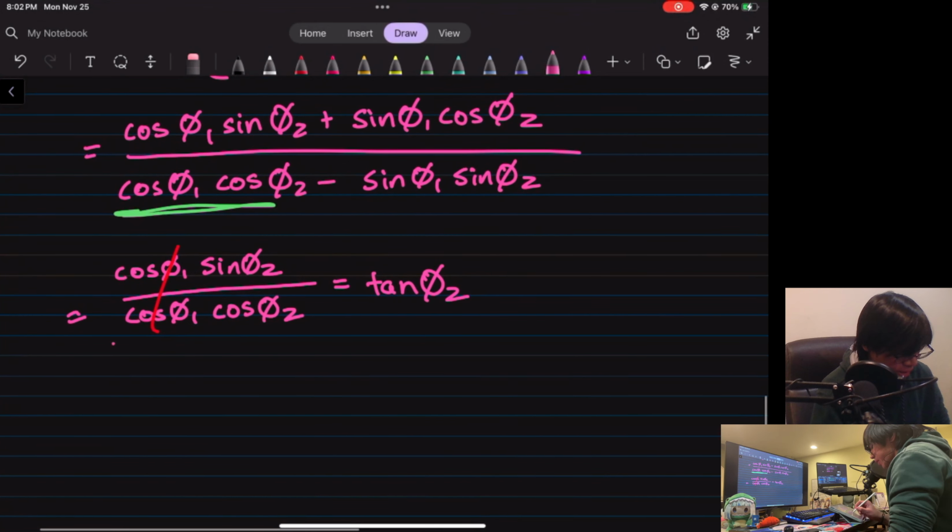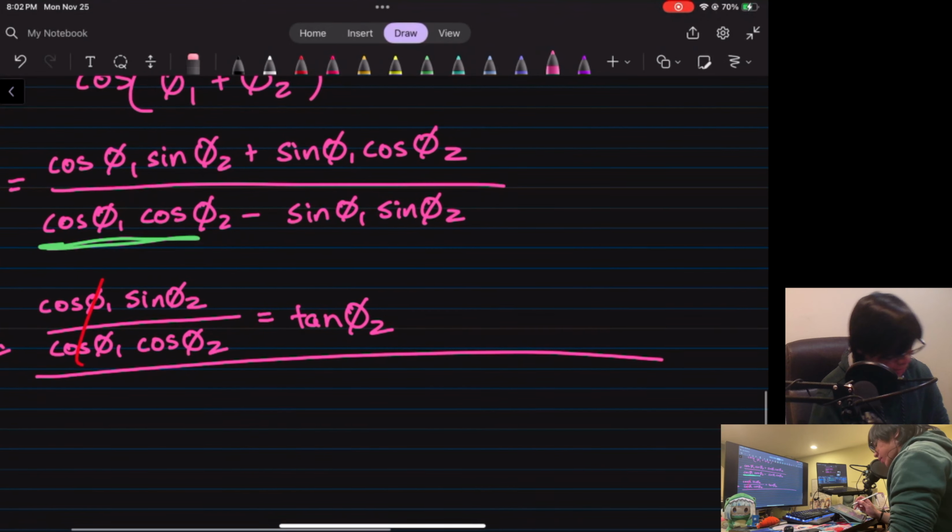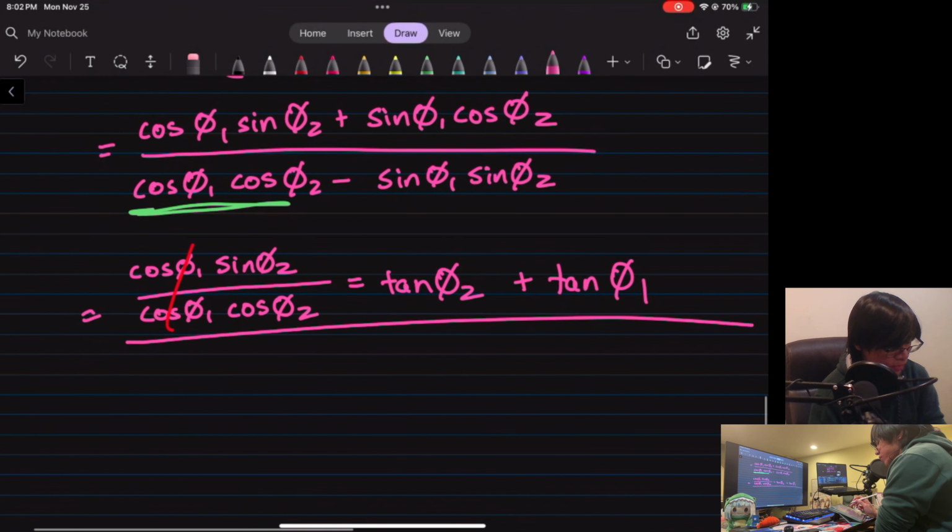So the same thing will happen on the left side. We have sine phi 1, cosine phi 2, and the cosine phi 2s will cancel, so you have a tangent phi 1. Dividing the first term on the denominator by itself is 1. So I guess I can move it already here. And then minus, so we have sine of both divided by cosine of both, so that'll be a tangent of both phi 1 and phi 2.